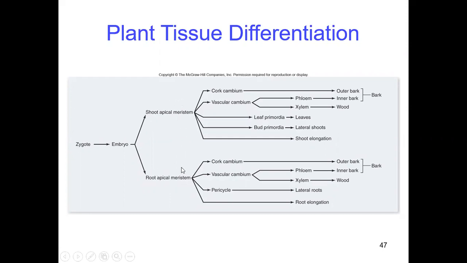Similarly, the root apical meristems have a different organization. They have the cork cambium, vascular cambium, and pericycle. Cork cambium is responsible for the formation of the outer bark of the root system. Vascular cambium is responsible for the formation of xylem and phloem elements in the root system, not the stem, only in roots here, but they are connected to each other. So phloem is responsible for the inner bark, and xylem is responsible for wood formation.